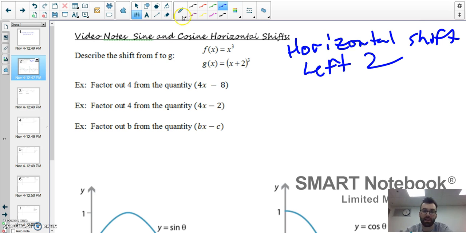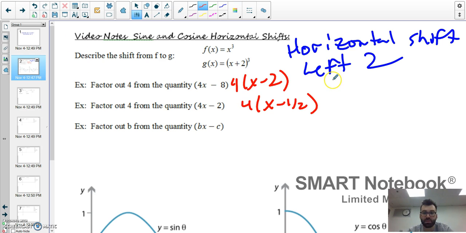All right. Why don't you now pause your video and factor 4 out of each of these two quantities here. Do a little algebra review. Factor out the 4 in those two examples. So this first one, the 4 factors out nicely. 8 divided by 4 is 2. The second one, the 4 factors out, however, it becomes a fraction. 2 divided by 4 is just 1/2. If you distribute that 4, 4 times x will give me 4x, 4 times 1/2 will give me 2. So it does still work.